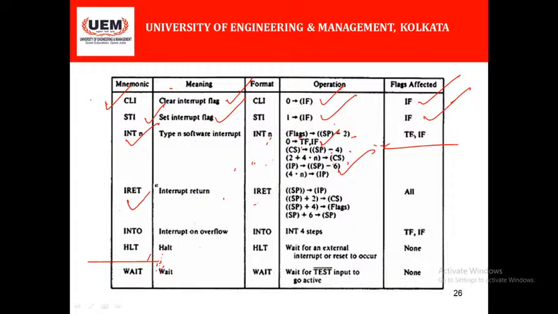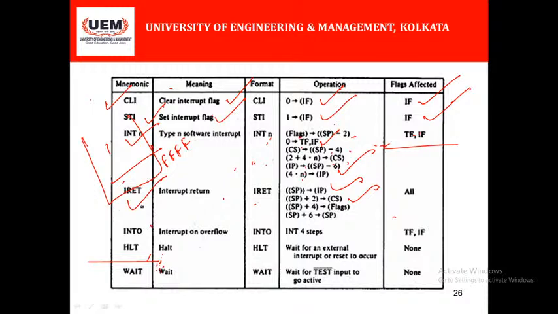Then is IRET. IRET stands for I for interrupt, RET for return. So for interrupt return, what happens? First of all, we pop the value of IP from the stack pointer, then the value of the code segment from the stack pointer plus 2. For example, suppose this is basically my stack, and the stack is pointing to F.